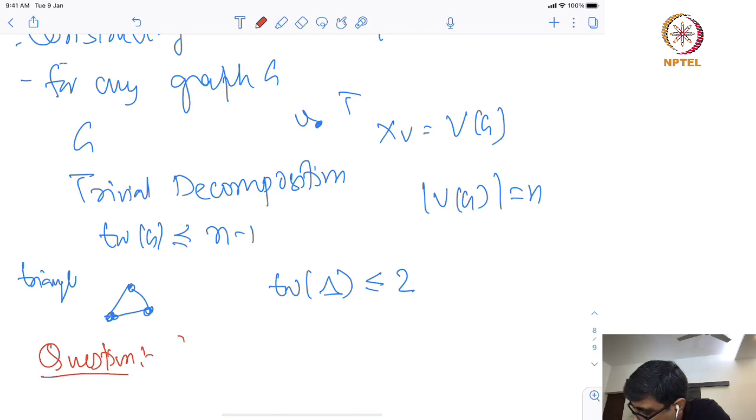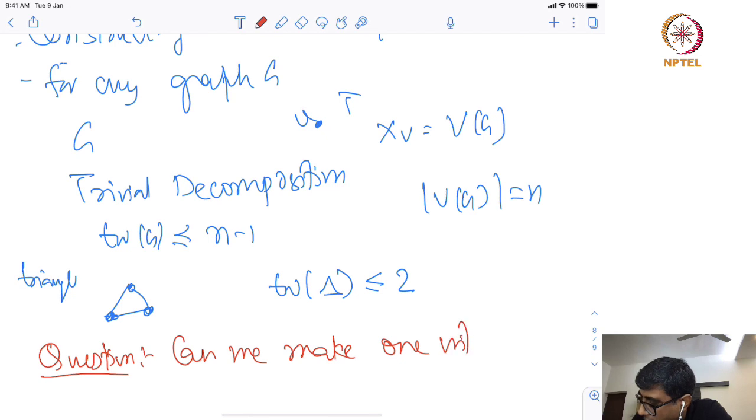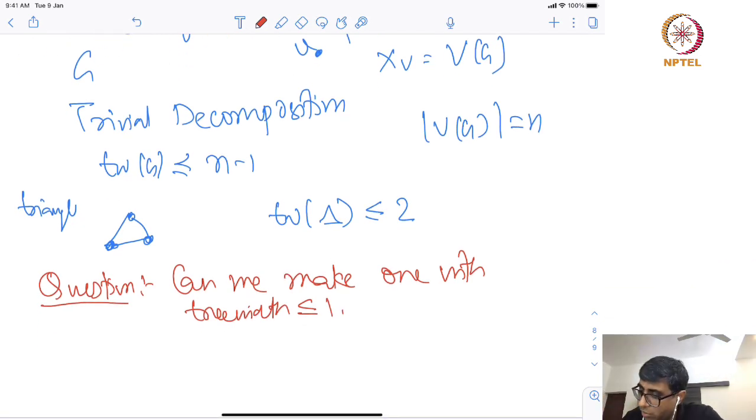Question: can we make one with tree width at most 1? And notice that because we need a bag which contains an edge, the tree width of a triangle is at least 1, right? Because you need to have a bag containing at least 2 vertices.